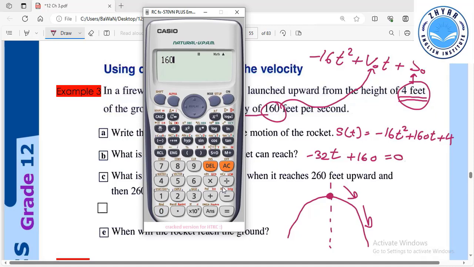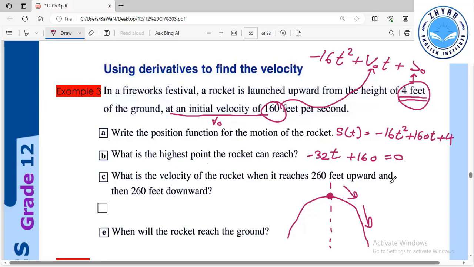160 divided by 32 is equal to 5. That means t is equal to 5. What's the meaning of this 5? This 5 is when. But the question says, what is the highest point? So we need to find the height. So we have to put this 5 back into s of t and calculate.